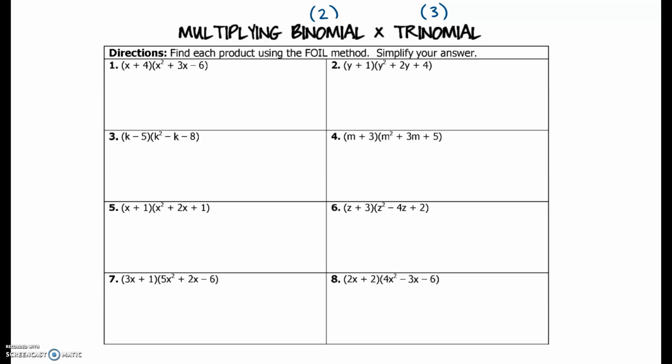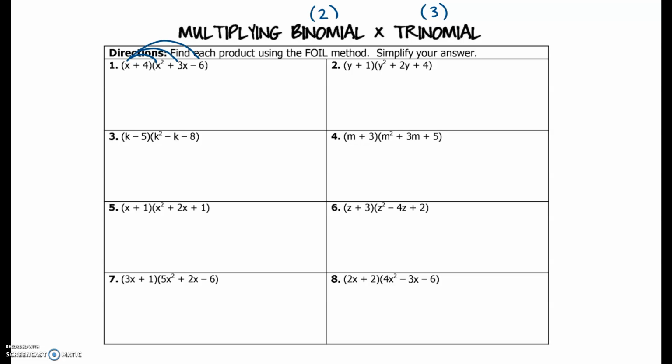Now, FOIL is not the particular term that I like to use here because you have more than two binomials. You have a binomial times a trinomial. So I like to think of this as distributing, okay? You have to distribute the first term in the parenthesis to every term in the second parenthesis.